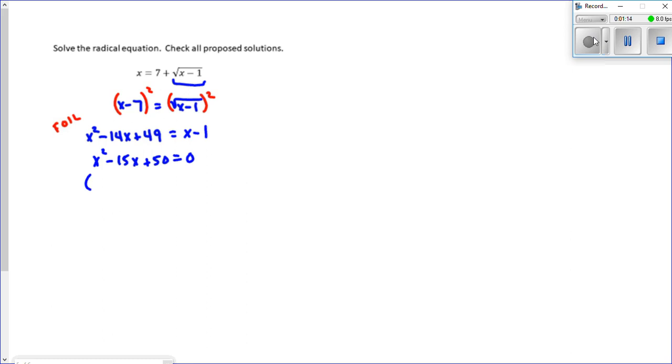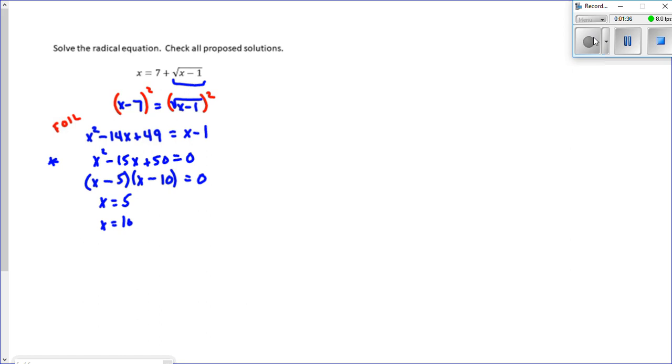Okay, this looks like it's going to factor. We have x, two things that multiply to be 50 and add to be negative 15. They have to both be negative, and they'll be negative 5 and negative 10. So our two solutions are 5 and 10 to this equation.